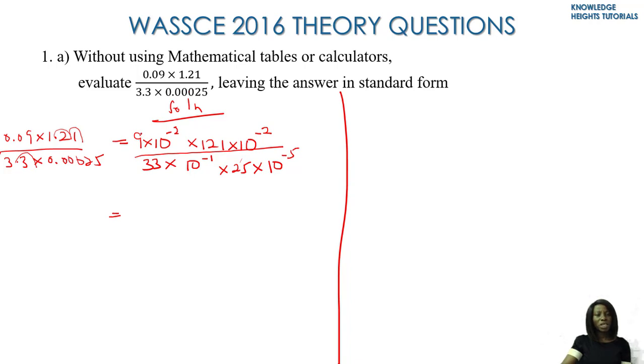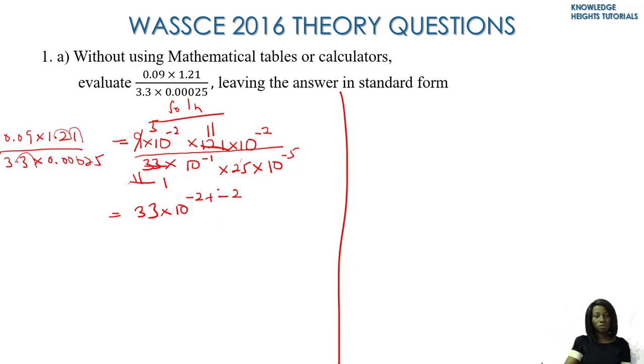Let's see if there's a way we can simplify this one. 3 can go into 9 3 times, and it can go into 33 11 times. This 11 goes into itself 1 time and goes into 121 11 times. So we have 1 times 11, and 3 times 11 will give us 33. Times 10 exponent -2. Because they are multiplying and have the same base, we are going to add their exponents.